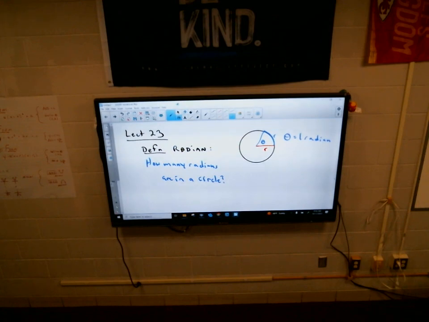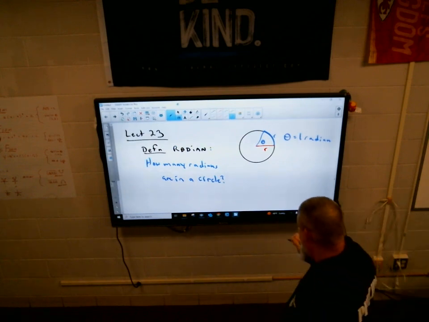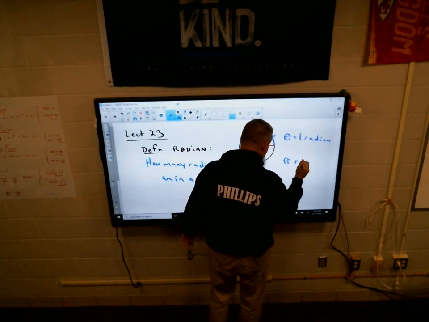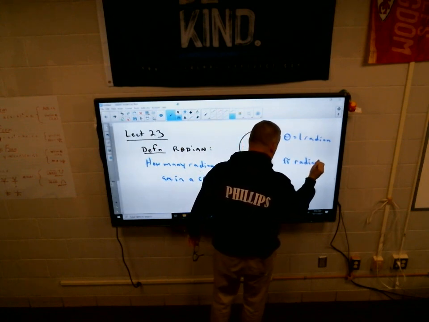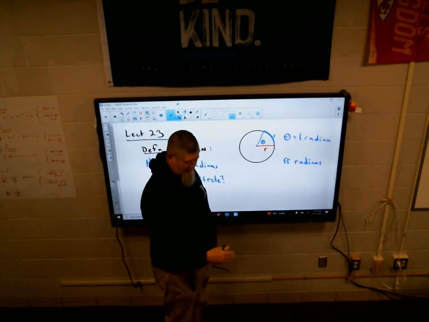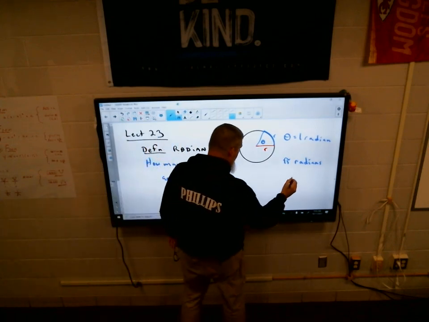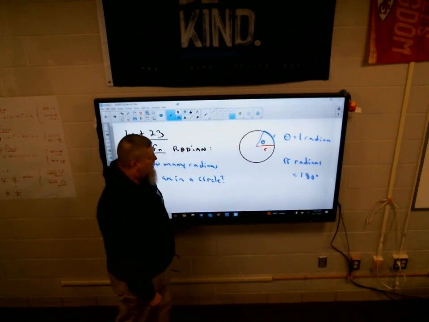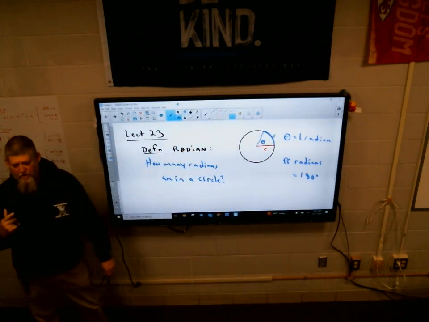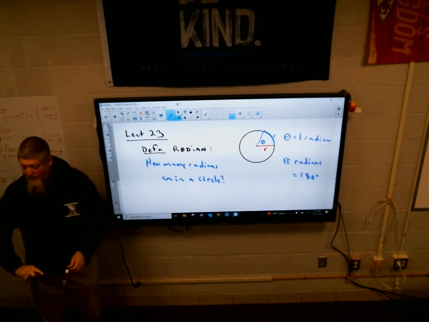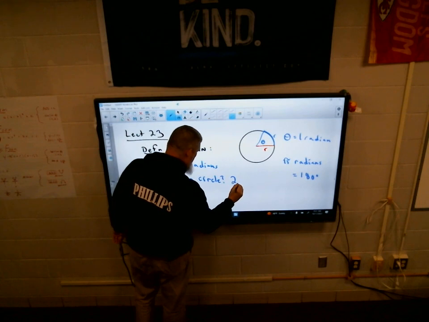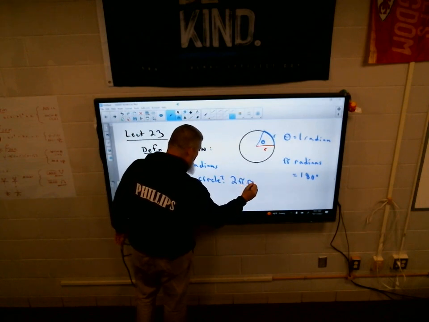Okay, so what Giselle has in her notes is she has written that pi radians, and we don't normally write anything afterward, we just write pi, but pi radians equals 180 degrees. So how many radians would be in an entire circle? 2 pi. 2 pi radians.